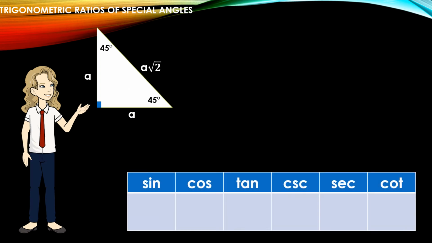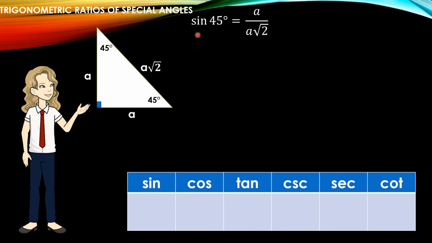Okay, in this trigonometric ratios of special angles, we need to get the sine, cosine, tangent, cosecant, secant, and cotangent. The six trigonometric ratios using the 45, 45, 90 degrees right triangle. So in this figure, we represent this side as A. This also A. And how do we get the hypotenuse? The leg times the square root of 2. So that we have A square root of 2.